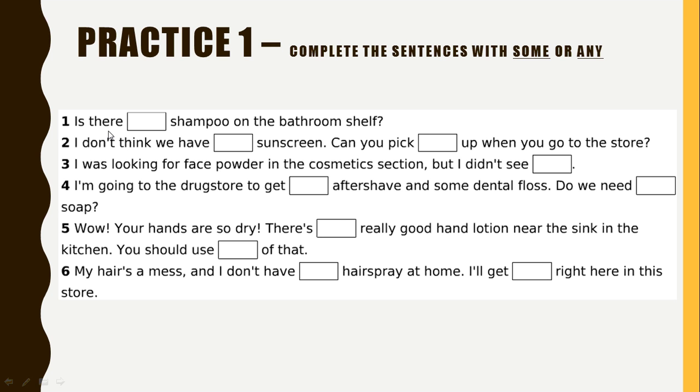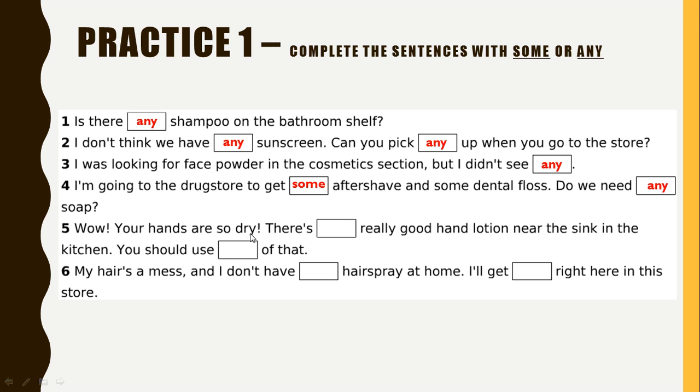Is there any shampoo on the bathroom shelf? I don't think we have any sunscreen. We have here a negative, don't. Can you pick any up when you go to the store? In the next one, we have a negative here. We need any. I am going to the drugstore to get some, here is a positive statement, so we use some. Here we have a question, we use any.